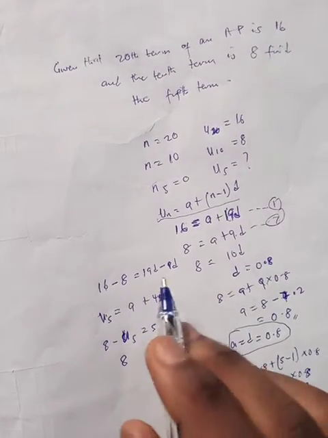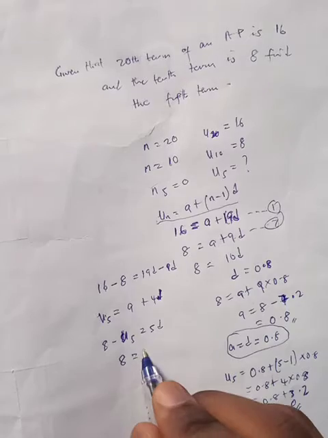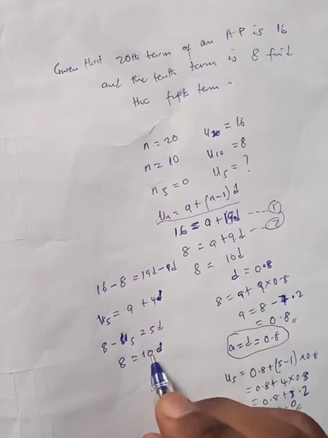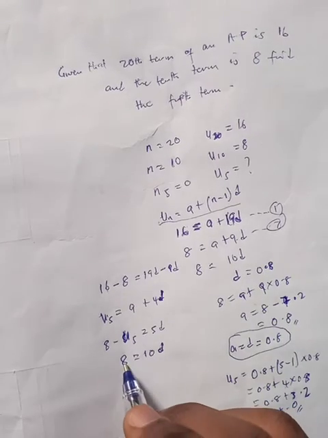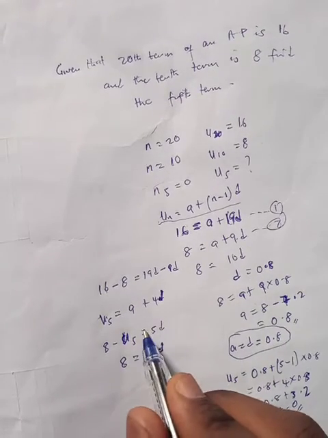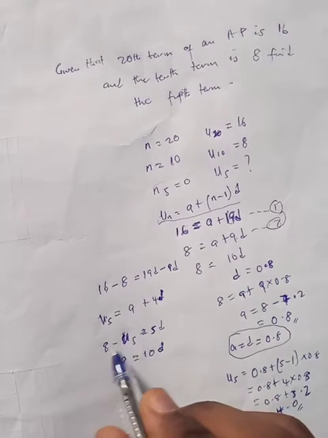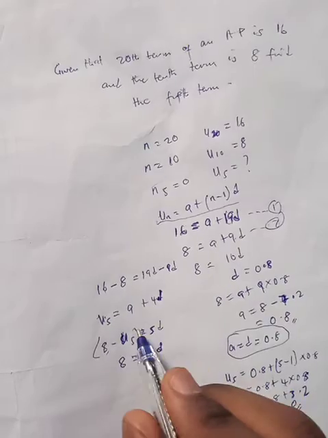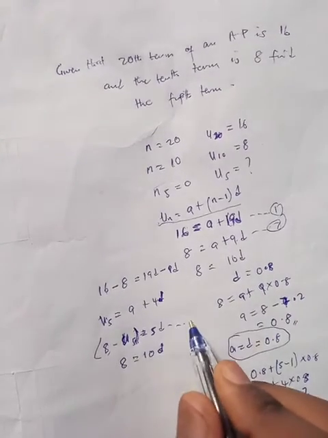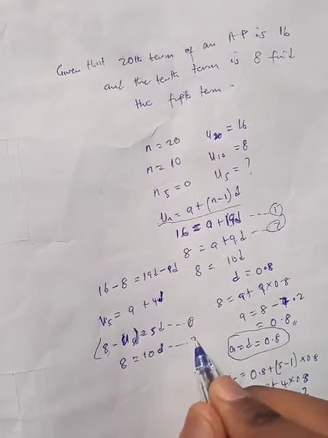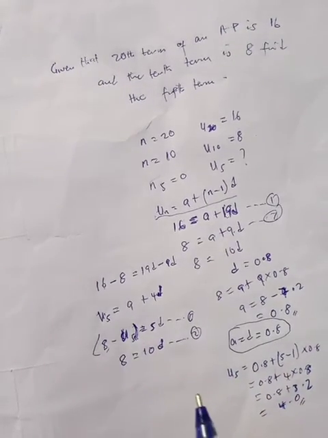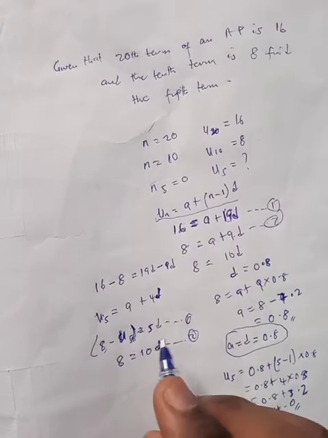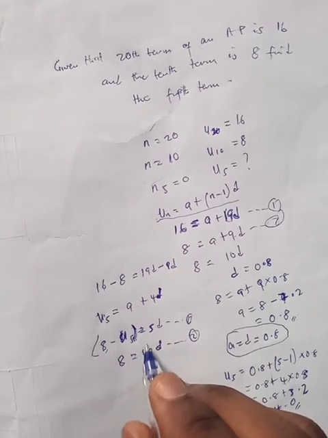This minus this, what will I get? I will get 10d. Have you seen that, guys? So I've had 10d here, I've had 8 here. Then this one, I've had 5d, and I've had 8 minus u5 here. So this is my one equation. This is another equation. From the two equations, we are dividing equation 2 by 1 or 1 by 2. So let's divide 2 by 1.